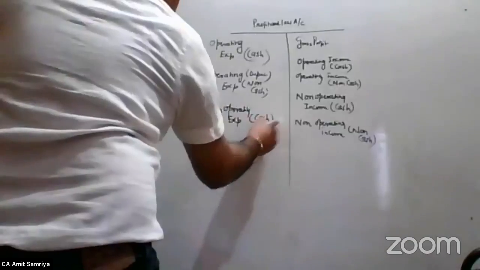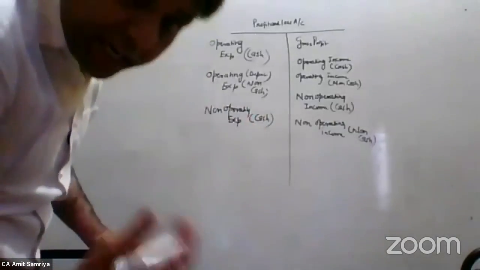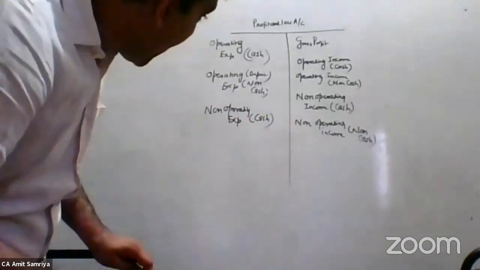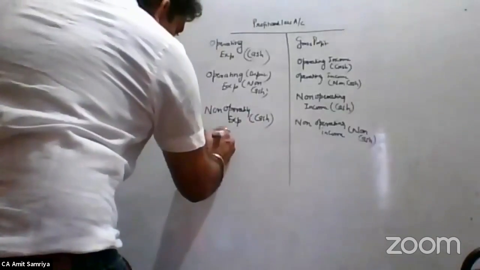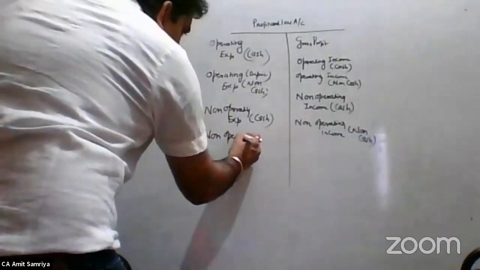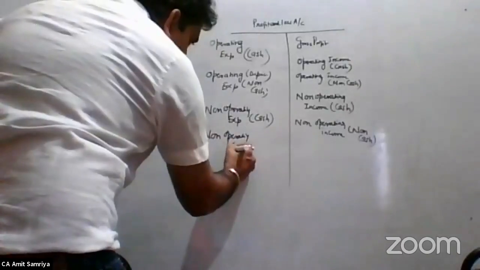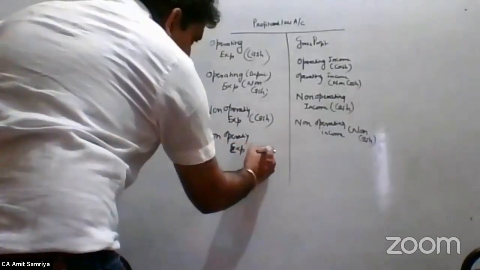Maybe in cash. Interest paid is financing. Paid is a cash item, but non-operating. And maybe a non-operating item. Non-operating expense. Non-cash.